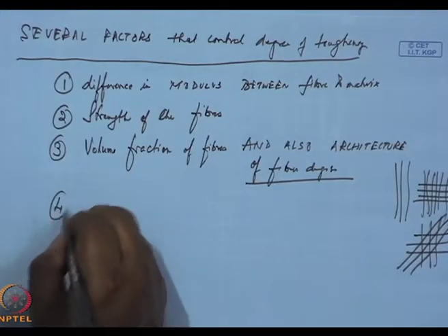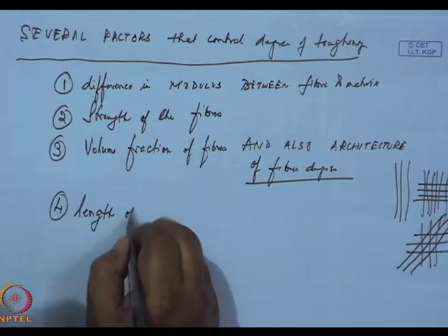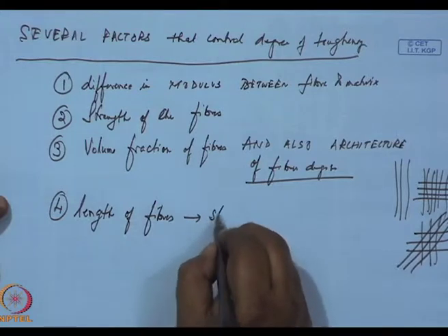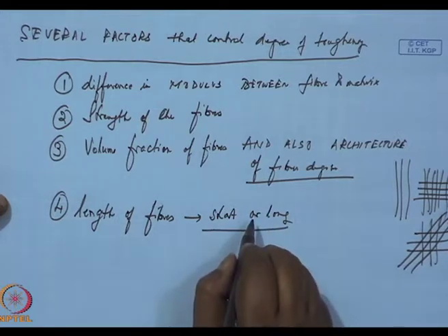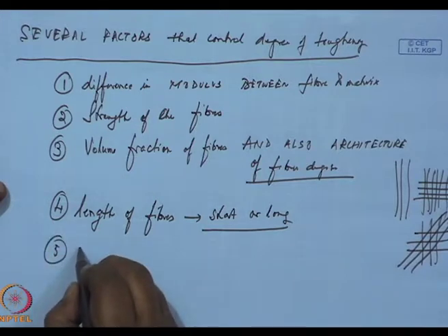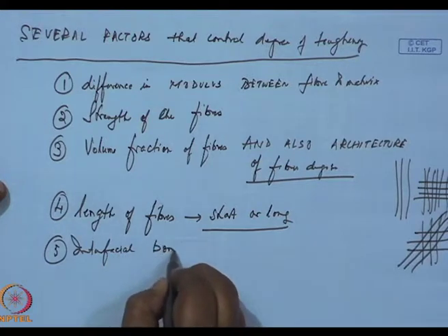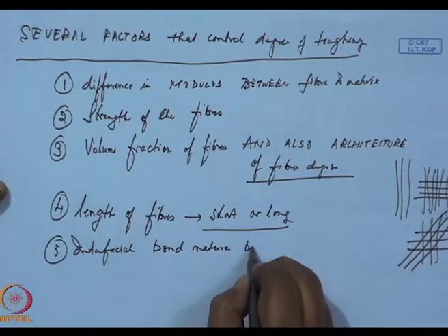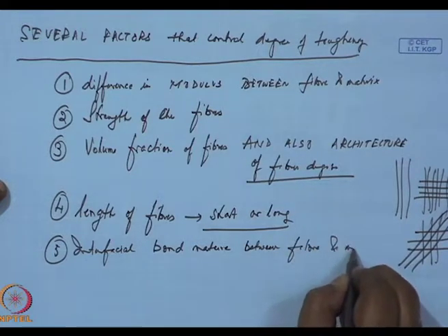Third and fourth, obviously we are talking of length of fibers, whether they are short or long. And fifth, most importantly, interfacial bond nature between fiber and matrix.